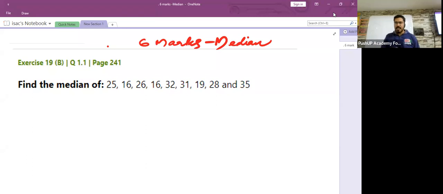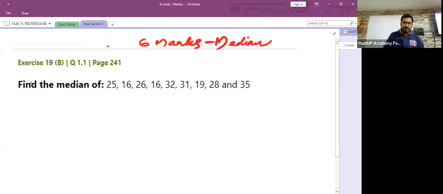In class 9, exercise 19b deals with only finding median by using numerical calculations. But in class 10, you will be finding median by using graph. That is the difference. So in class 9, if you are getting a question based on median, the maximum weightage will be 3 marks. At the same time, when you will be getting it in class 10, the maximum weightage will be what? 6 marks. All right. So it's a very important topic.